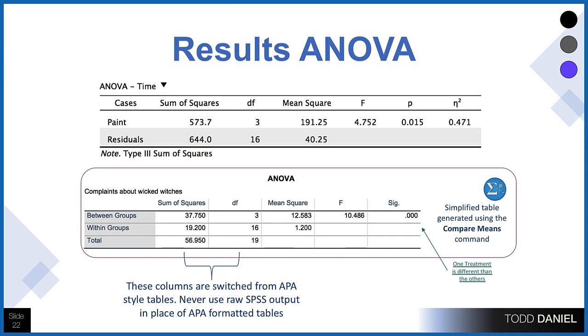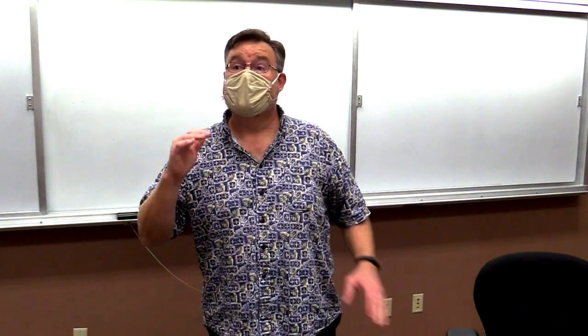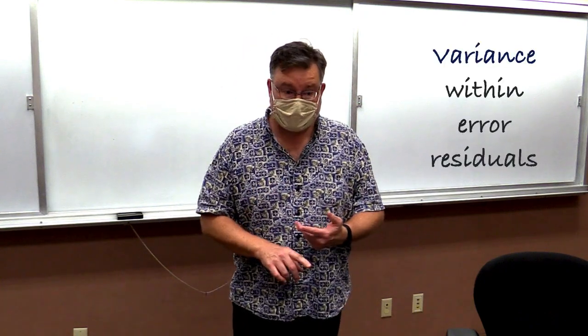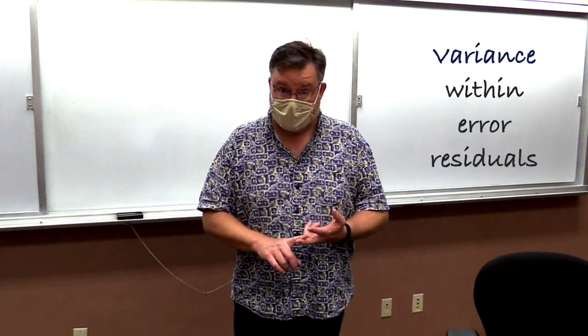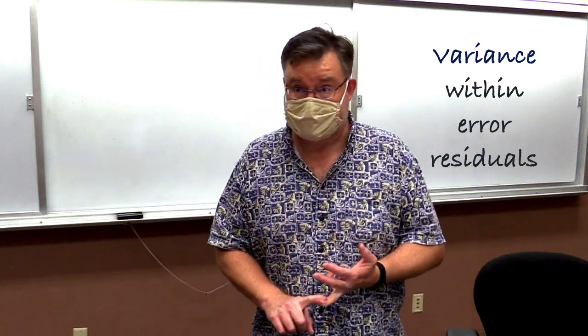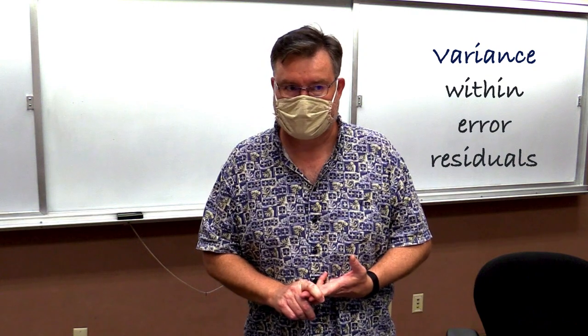In this example from SPSS, we see between and within listed specifically. But this is actually a simplified version of the one-way ANOVA. If we use the full general linear model, it's going to call it not residuals or within, it's going to call it error. All of those terms are referring to the same thing. Variation within, variation for error, variance for residuals, all referring to the same terminology.